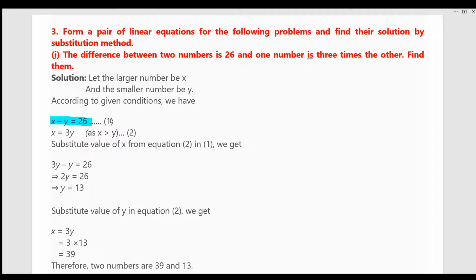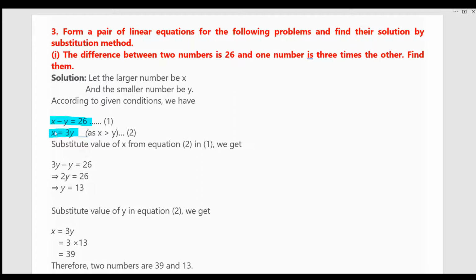This is my first linear equation in two variables. Now according to the second condition, one number is 3 times the other number. So as x is greater than y, x is equal to 3y. This is my second linear equation.